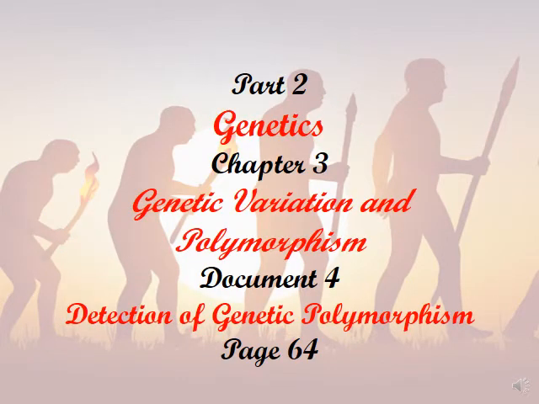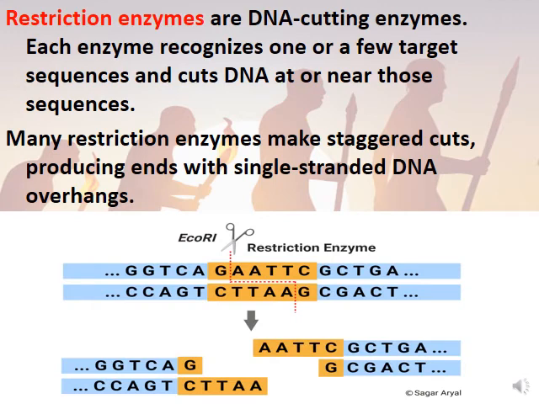Let's now move to the document for detection of genetic polymorphism. Talk about the restriction enzymes. What are the restriction enzymes? They are DNA cutting enzymes. They are scissor enzymes.